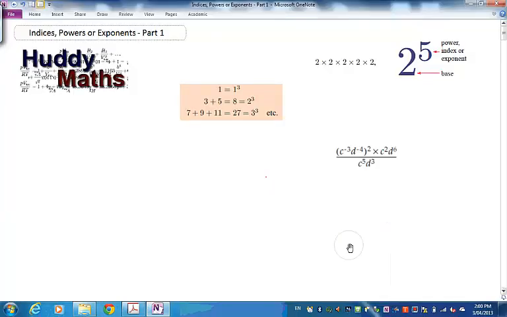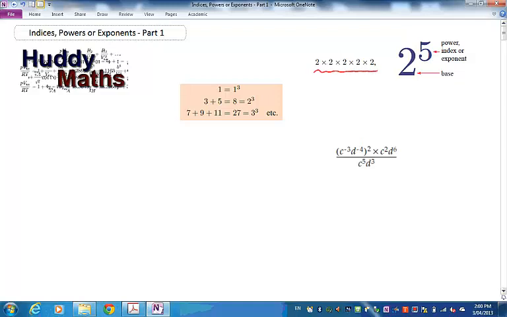Hey, feeling powerful? Look at what I've got for you here. Indices, powers or exponents. Here's a chance to work with powers of numbers. And there are three names for these: the index laws or the indices laws, plural of index, power or exponents. And I wonder if you've seen it before.